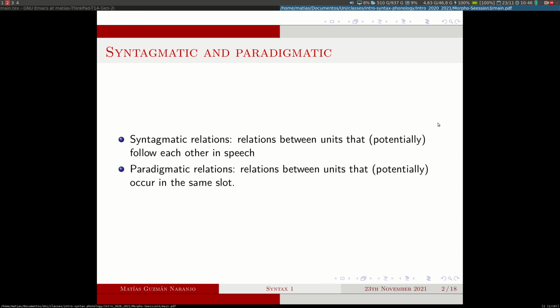Right, so today's lecture is about syntagmatic and paradigmatic relations in morphology, and we'll look mostly at paradigmatic relations. If you haven't heard these concepts before, a syntagmatic relation is a relation between units that follow each other in speech, and a paradigmatic relation is a relation between units that can occur in the same slot in speech.